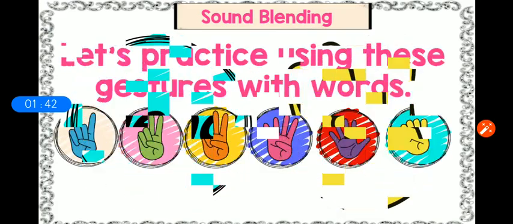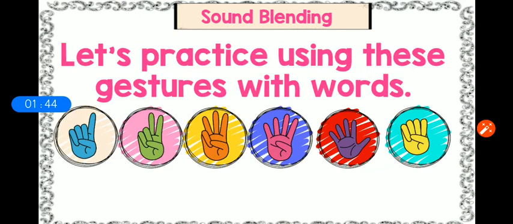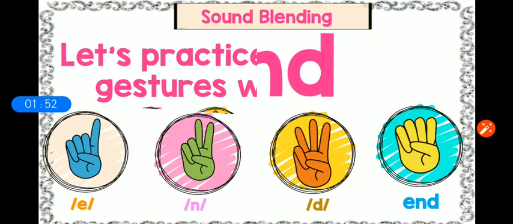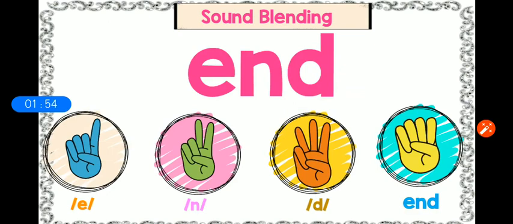Okay, now let's practice using these gestures with words. Are you ready? Oh yes, me, I'm ready, so you better be ready. Now, the first word for today is d, end. D, end. Did you make a fist? You have to make a fist to blend, okay?